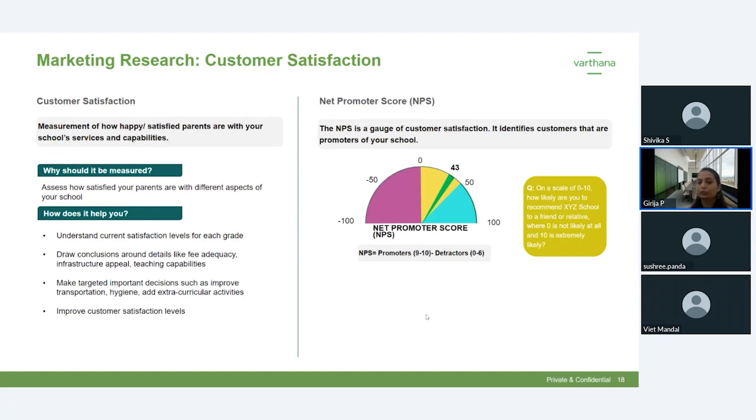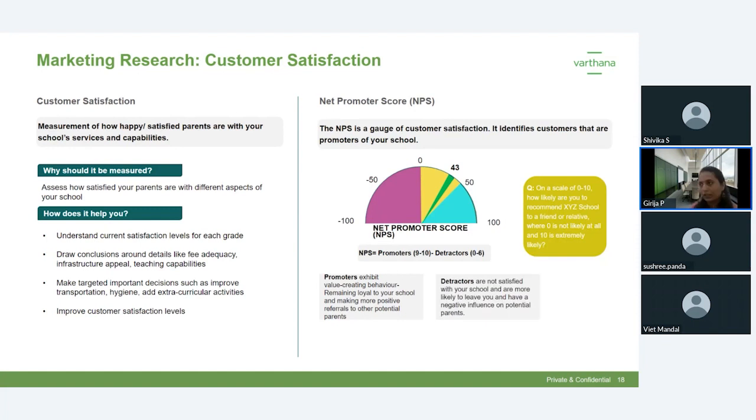And if you have more detractors, it's just the opposite, like 300 detractors and 200 promoters. So your score will be minus 100, the negative side. It means parents are not very happy with the school, and we need to work on how we can improve. If you have more promoters, they are the brand ambassadors of your school. They have positive things to talk about you.